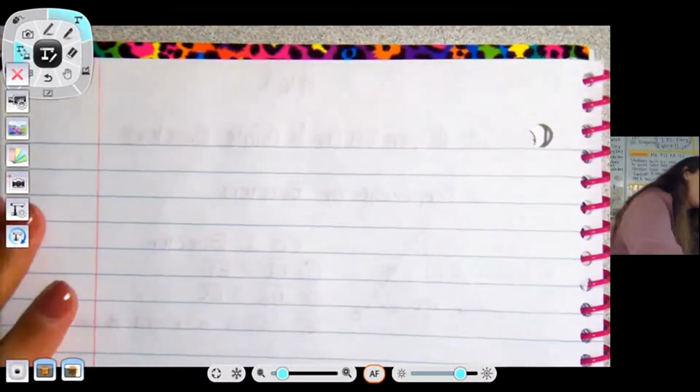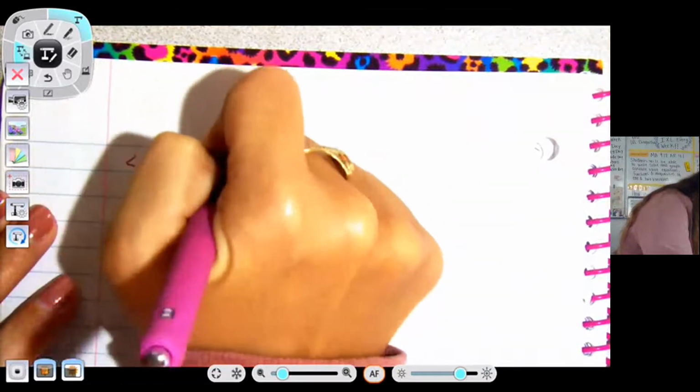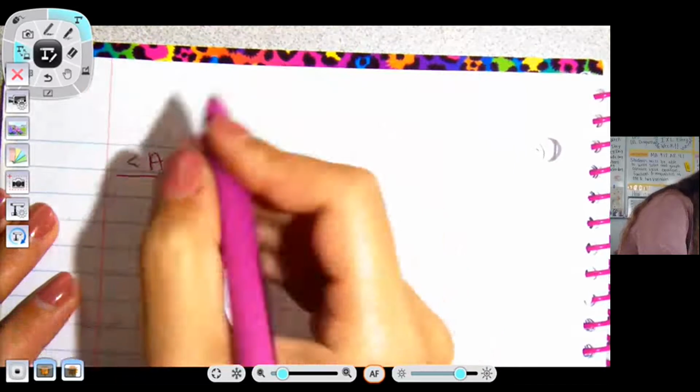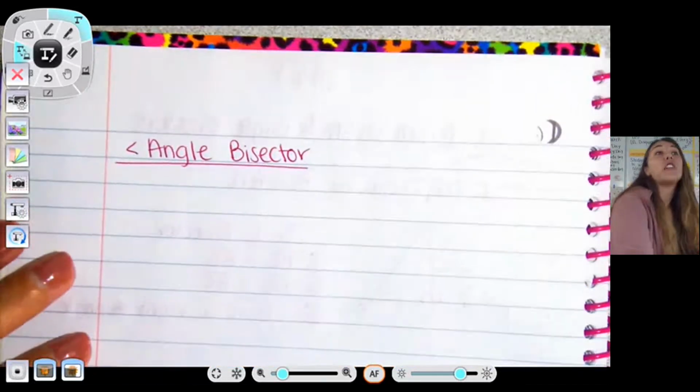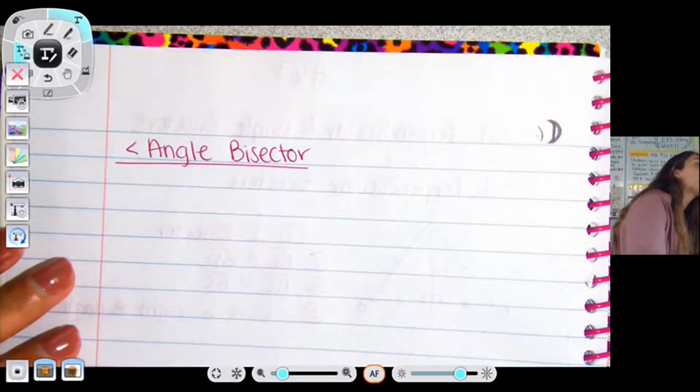Okay. The next thing we're going to talk about is angle bisector. So it's going to be super quick as well. So angle bisector. I want you to draw some angle with arrows at each end.